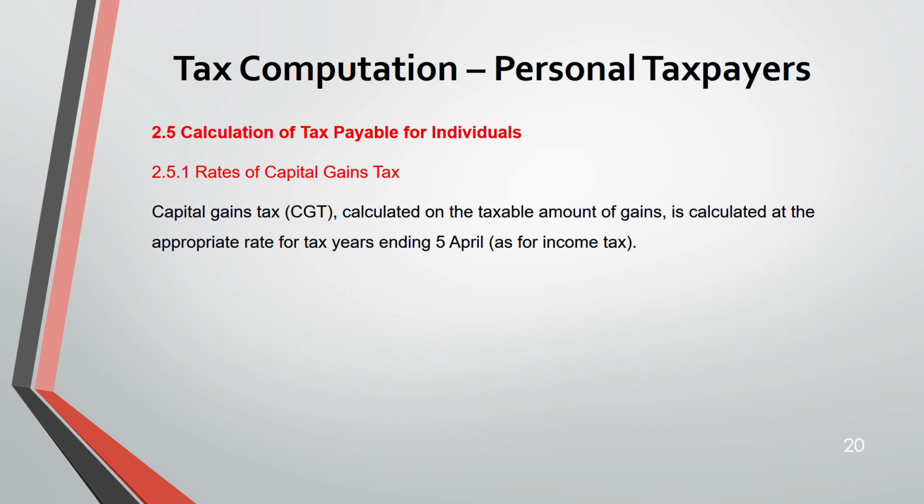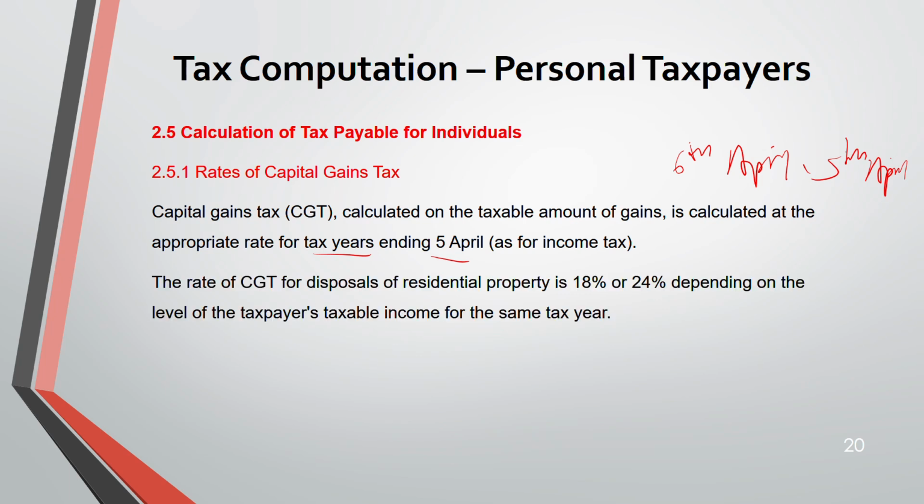Now the rates of CGT. So CGT is calculated on the taxable amount of gain, and like income tax we take the tax year ending 5th April. So how for income tax we take the tax year from 6th April to 5th April, same for CGT, from 6th April to 5th April. Any gain you have incurred in this tax year, you have to pay CGT.